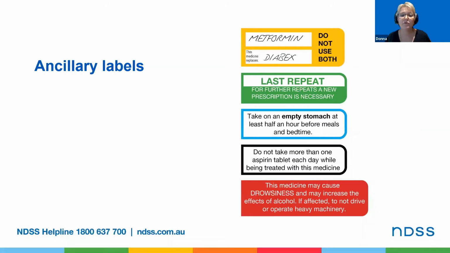Here are some examples of extra labels called ancillary labels that your pharmacist may add to your medication box. Things that you might find on medications for diabetes include the example of the top label, and that tells you that this particular brand is a substitute for the original brand, so it warns you not to take both this medication and your original brand at the same time, as they have the same active ingredient. If you take both brands at the same time, it would mean that you would be double dosing.